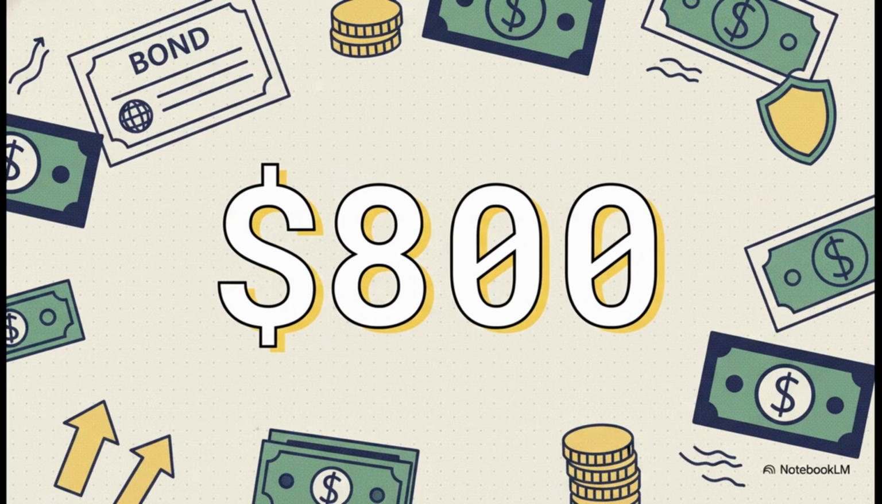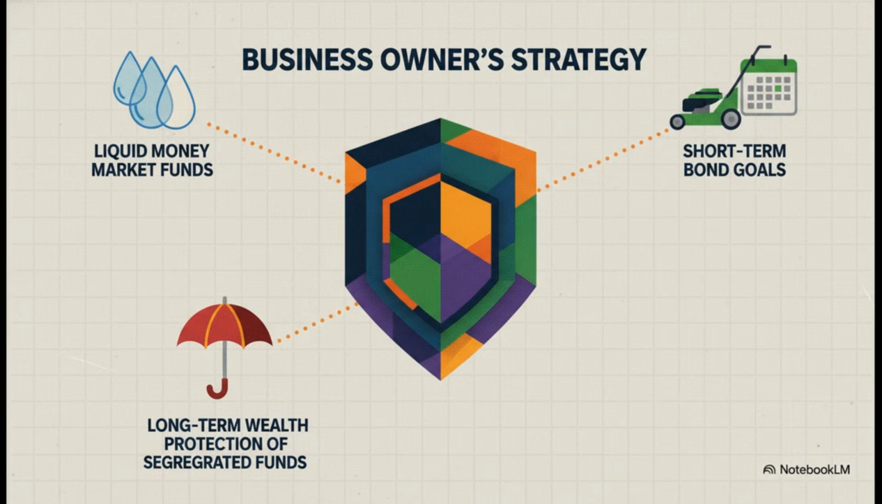So let's look at how Sarah, our landscaping business owner, brilliantly deployed these products to build her own custom financial shield. She takes her idle winter cash and parks it in highly liquid money market funds. For the $20,000 commercial mower she needs in 3 years, she utilizes short-term bond funds to earn that reliable 4% while effectively mitigating interest rate risk. And for her long-term wealth, she utilizes segregated funds, gladly accepting slightly higher fees in exchange for ironclad creditor protection for both her business and her estate.